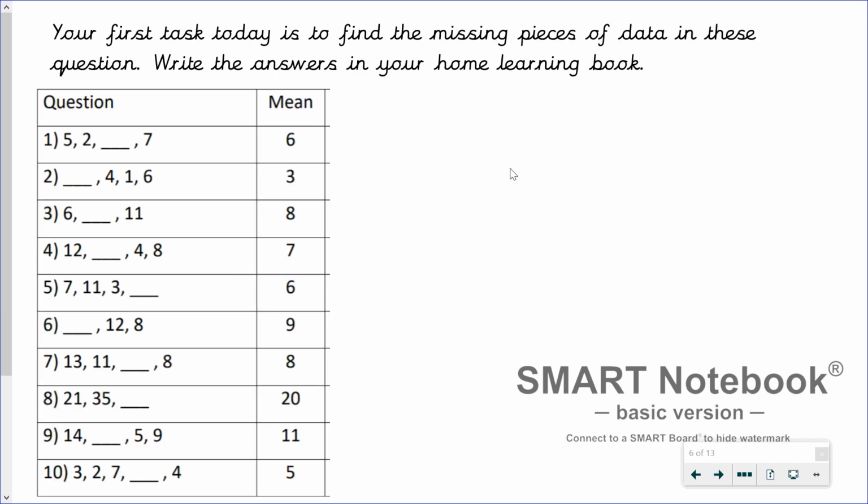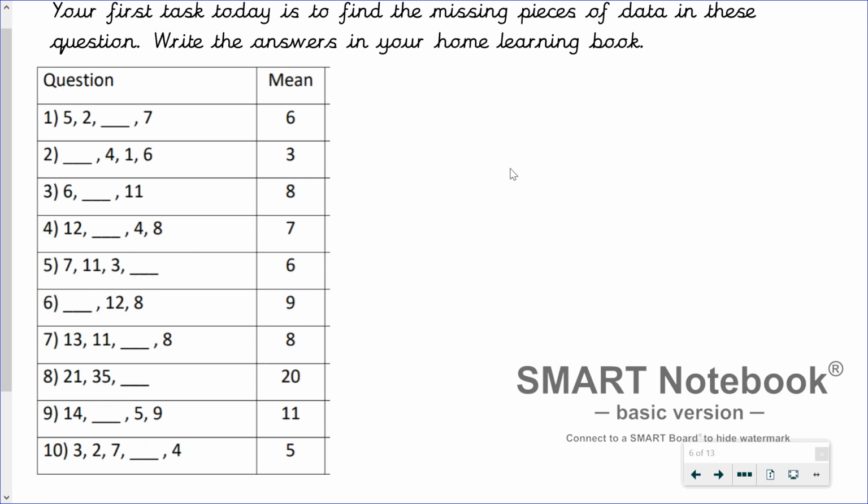So what I'd like you to do today is use, firstly, the method we've just done. So add the total of the bits of data, times the mean by the number of bits of data you're meant to have, so in this case 4, and then do the takeaway. I would like you to, in your home learning book, set them out nice and neatly, and could you find the missing piece of data for each of these 10 data sets, please? So pause the video and go and have a go at doing that, please.